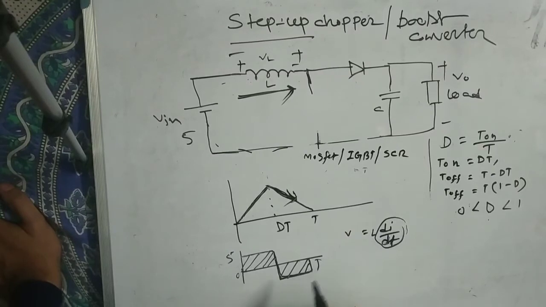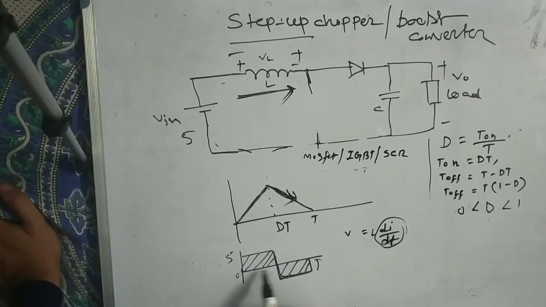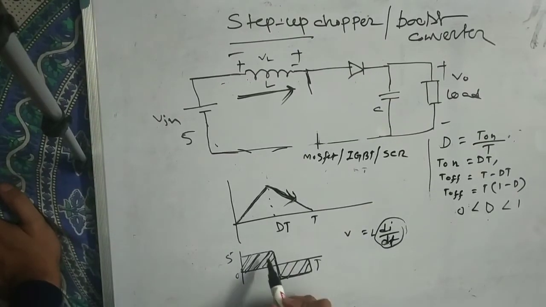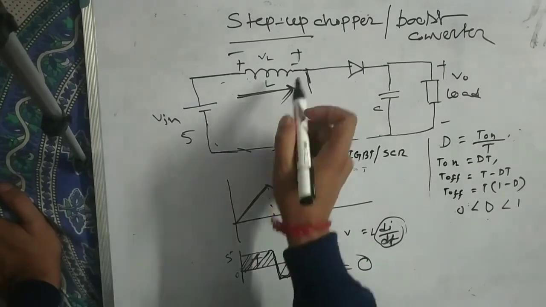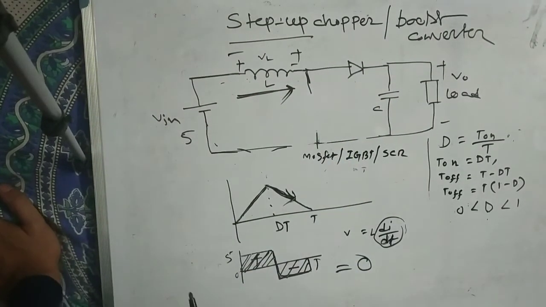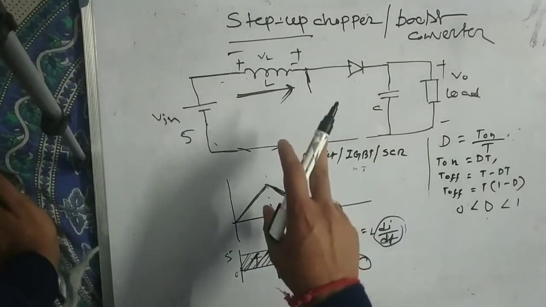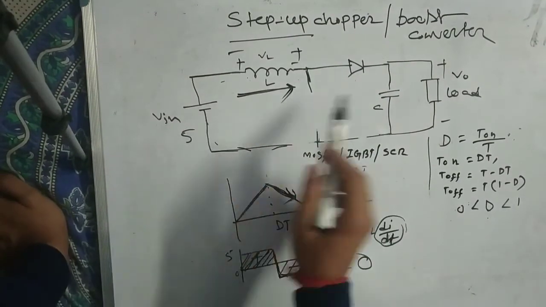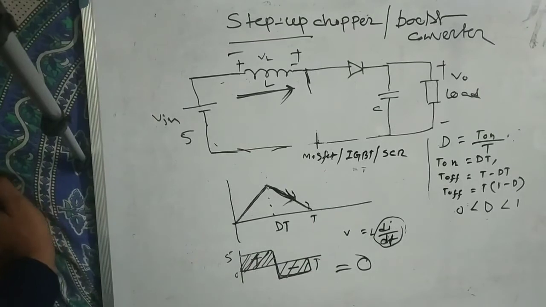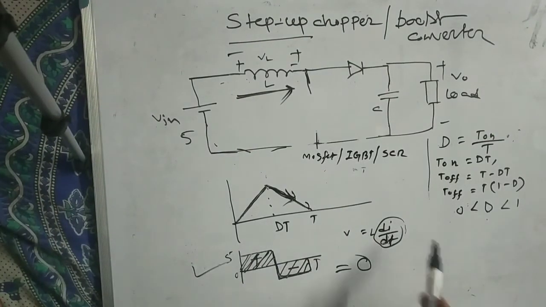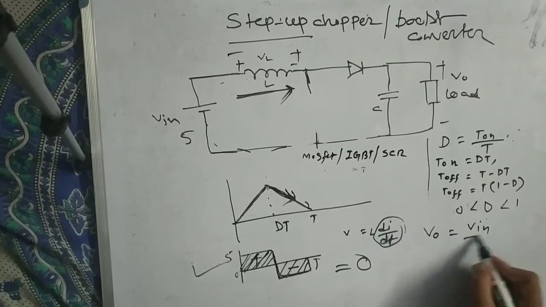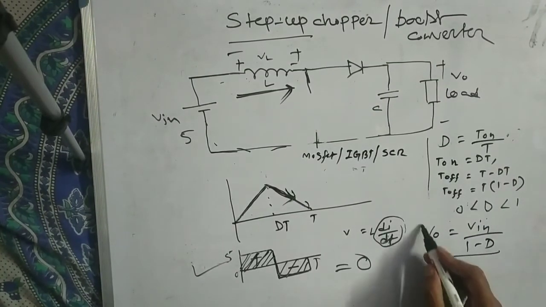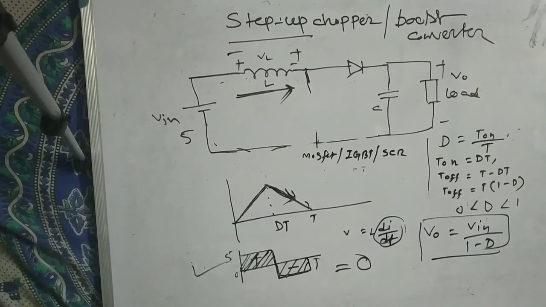If you integrate it, you are summing the function over a period, 0 to T. The positive and negative parts will cancel and you will get 0. So the energy the inductor gains in the positive cycle, it loses in the negative cycle. So this is volt second balance, and you have to remember the output voltage equals V input by 1 minus D for the step up chopper or boost converter.